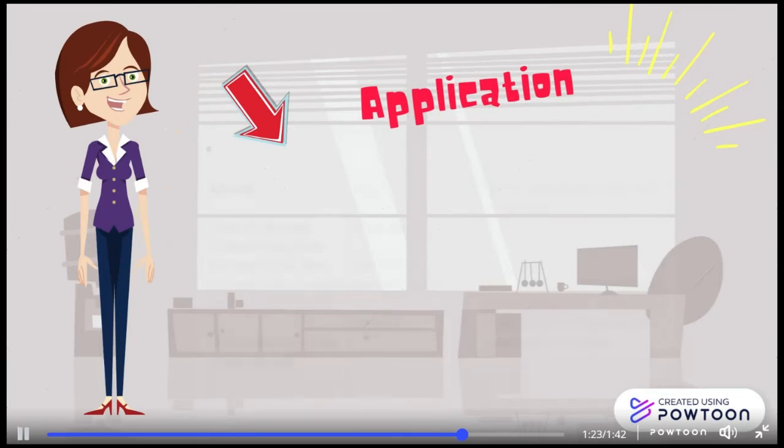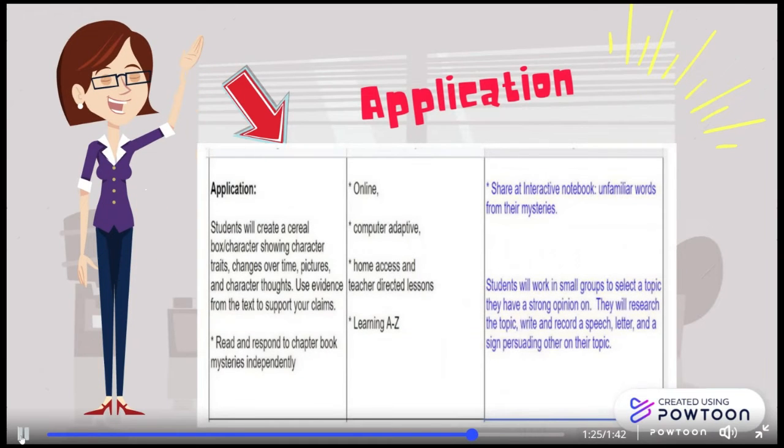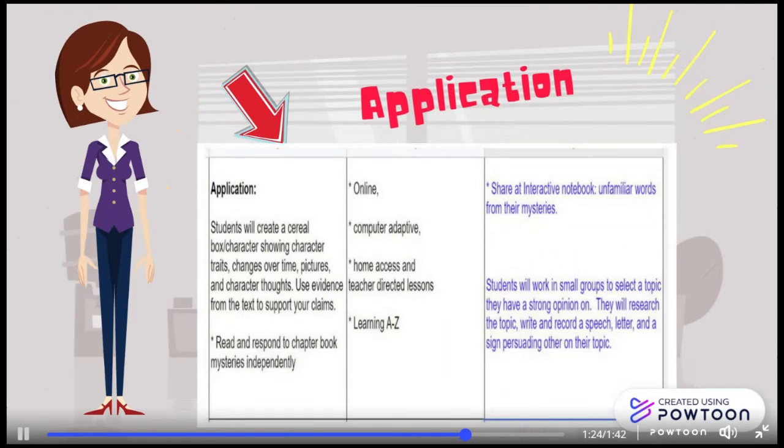Application. Students will create a serial box/character showing character traits, changes over time, pictures, and character thoughts. Use evidence from the text to support your claims. Or read and respond to chapter book mysteries independently.